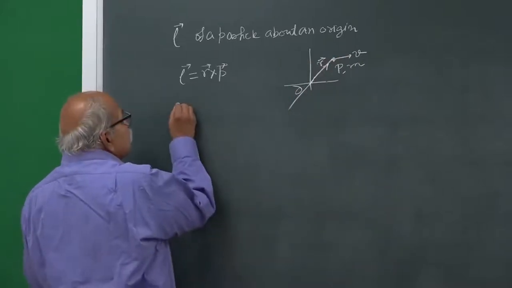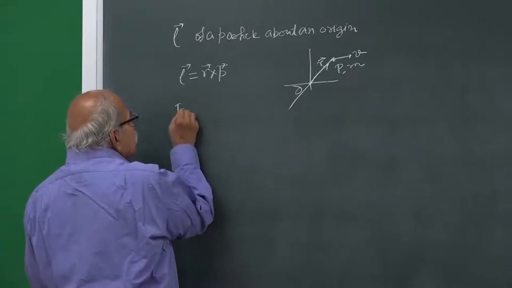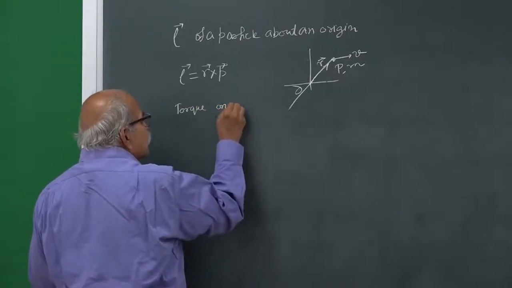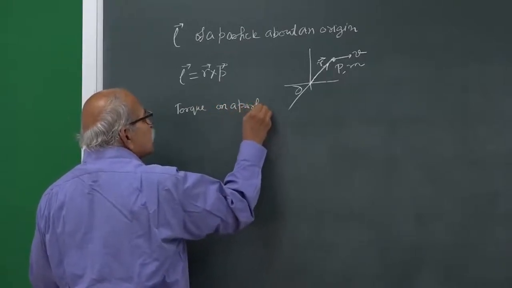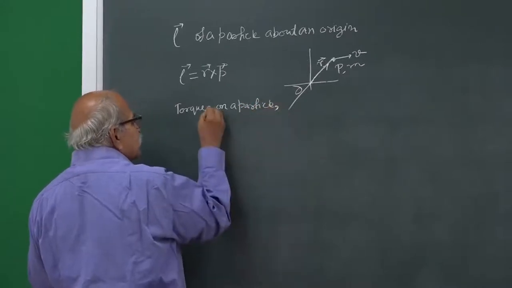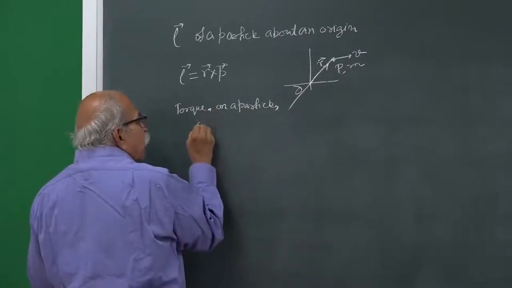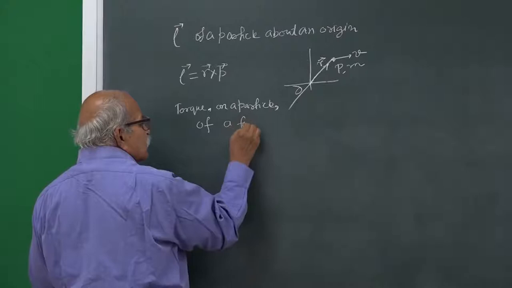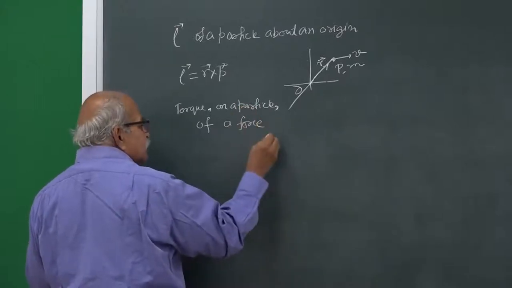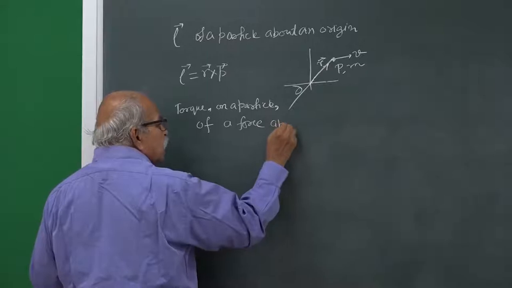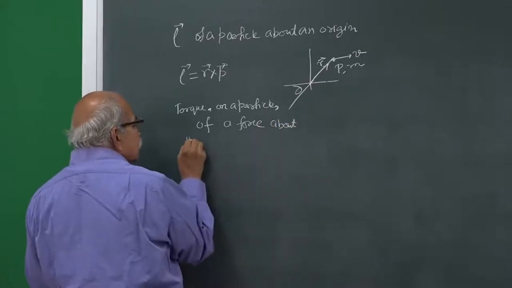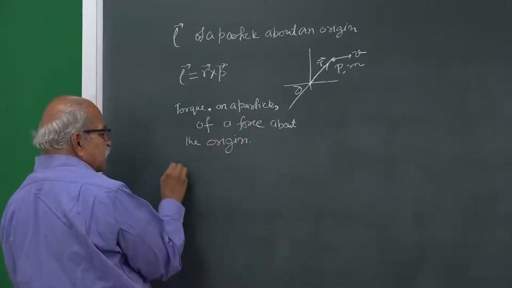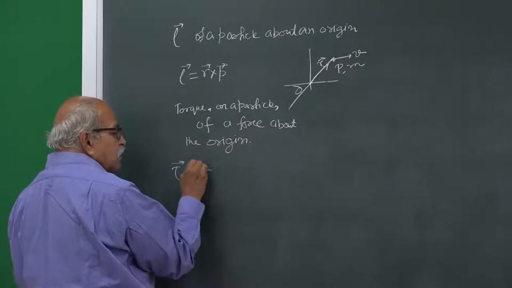And then similarly we define torque. This also on a particle. So these adjectives are important. Of a force, we call torque of a force, and force is acting on some particle. And once again, about the origin. So this is important. And then we say that torque is R cross F.